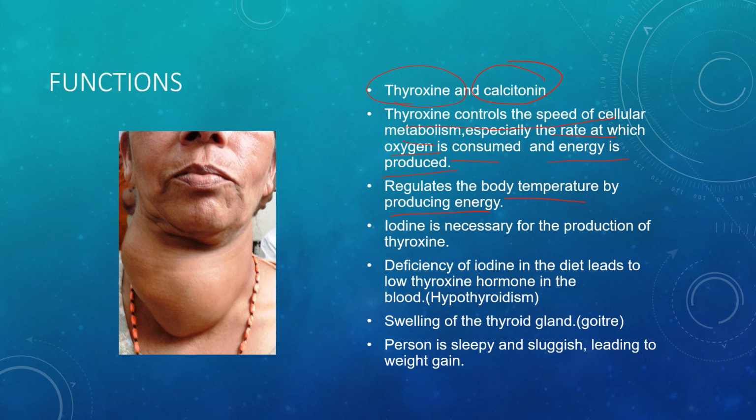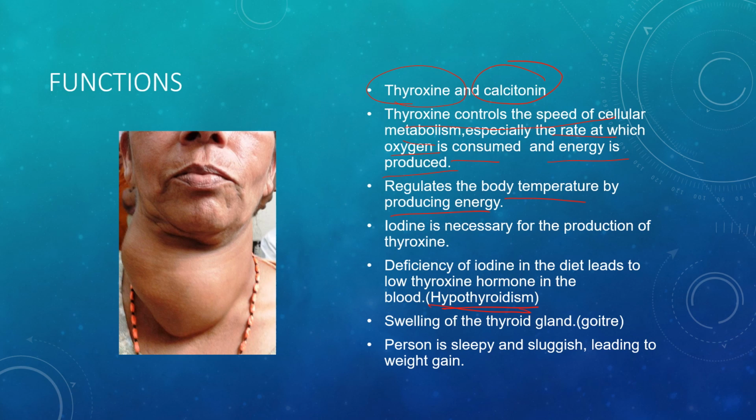For the production of thyroxine in the thyroid gland, iodine is a very essential element. If there is a deficiency of iodine, there is less production of thyroxine in the body. So thyroxine is always low if you have less iodine, and this is called hypothyroidism. When the diet has less iodine and you have low thyroxine in your blood, you will have a condition called hypothyroidism.